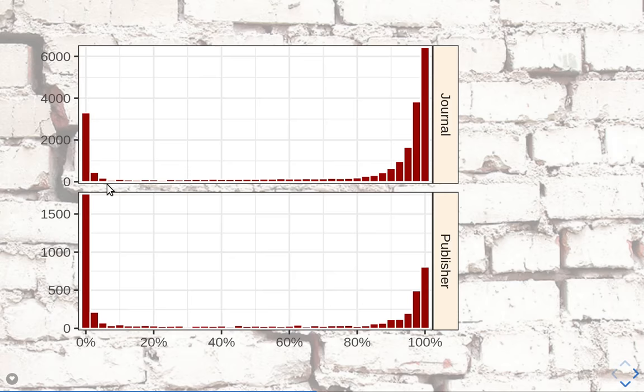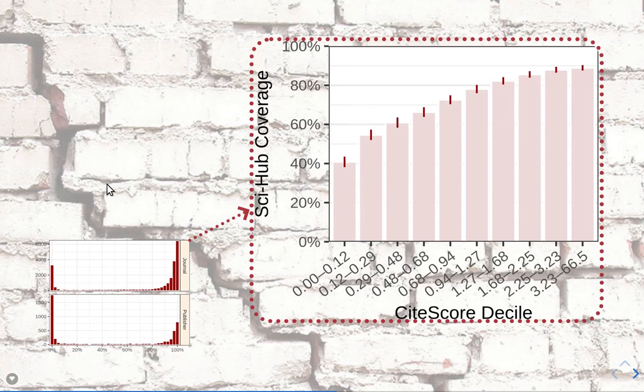We also saw we grouped the journals based on the citations they receive. Citations are a commonly used measure of prestige for journals, so we used average citations to articles in the journal, a measure called CiteScore. We divided the journals into 10 deciles, or 10 groups, and you can see that for the least cited journals, Sci-Hub's coverage is much lower at about 40%, but as you get to the most cited journals, it gets higher. So Sci-Hub definitely is preferentially covering popular content.